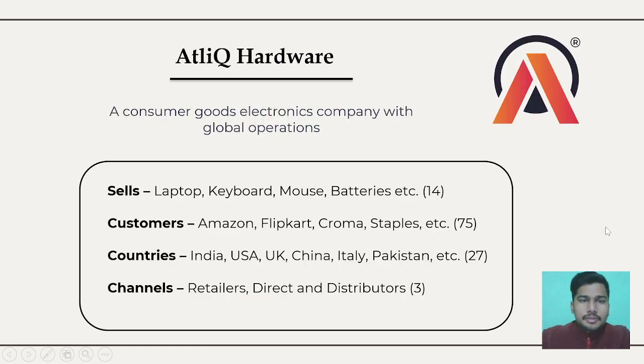Now talking about the company, the name is AtliQ Hardware. It is a consumer goods electronics company with global operations. This company sells products like laptops, keyboards, mice, batteries and many others. They have customers like Amazon, Flipkart, Chroma, Staples. They sell the products in many countries such as India, USA, UK, and many others. Channels are retailers, direct, and distributors.